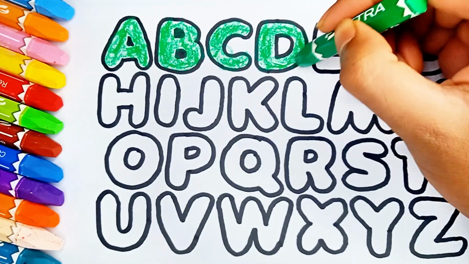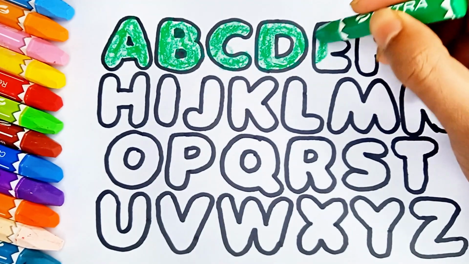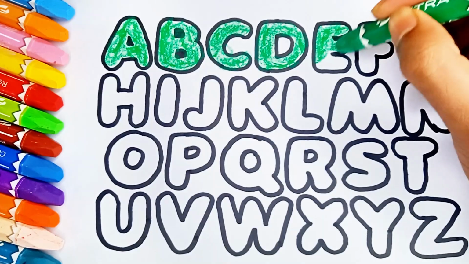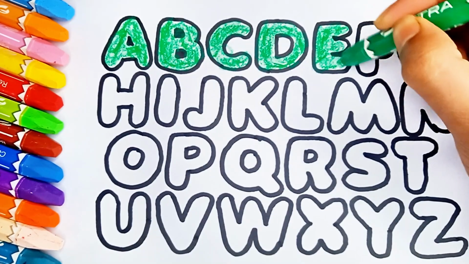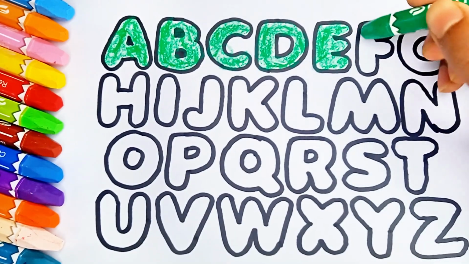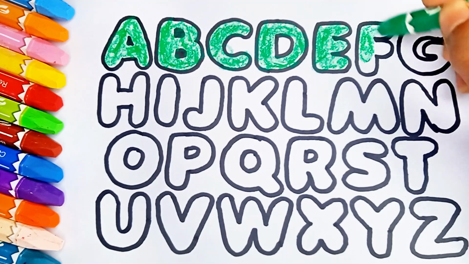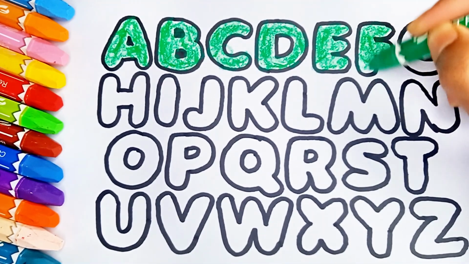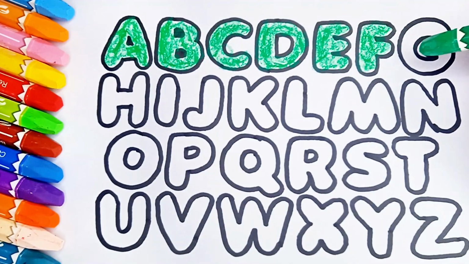A, B, C, D, E, F, G, H, I, J, K, L, M, N, O, P, E is for elephant. R, S, T, U, V, W, X, Y, and Z. Now F is for fish. ABCs. Next time, won't you sing with me?